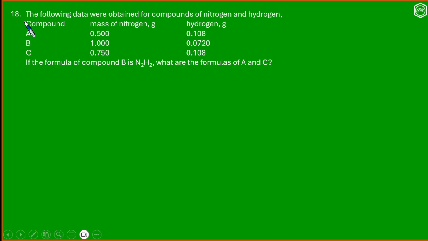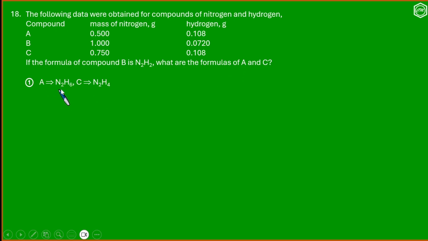Question 18. The following data are obtained for compounds of nitrogen and hydrogen. Compound, mass of nitrogen, mass of hydrogen. Compounds A, B and C. Masses given. If the formula of compound B is N2H2, what are the formulas of A and C?